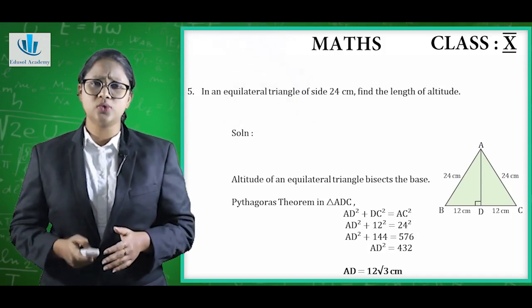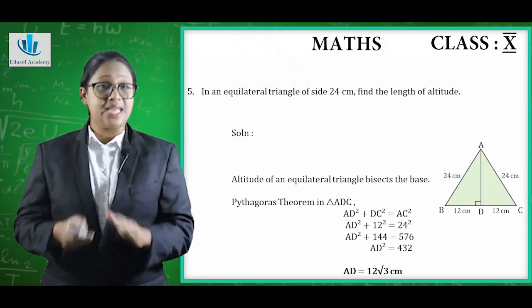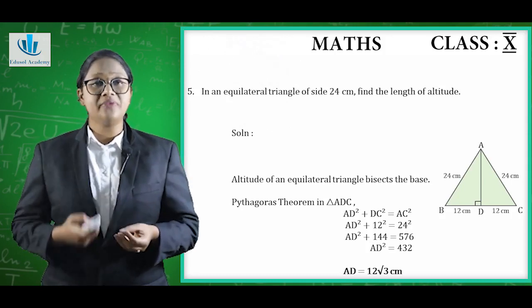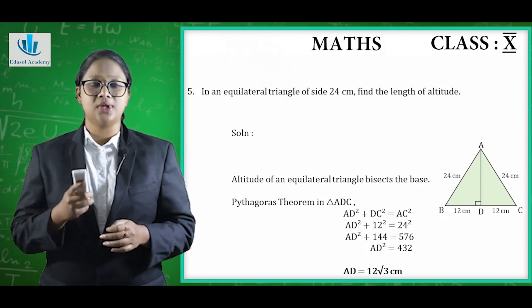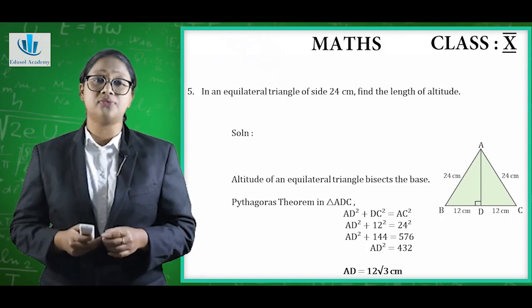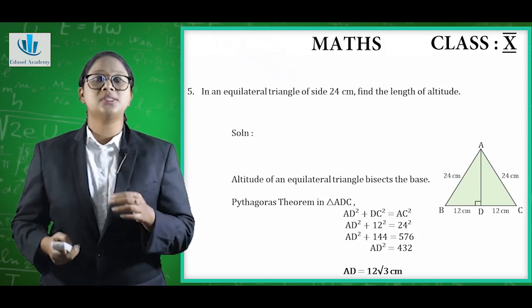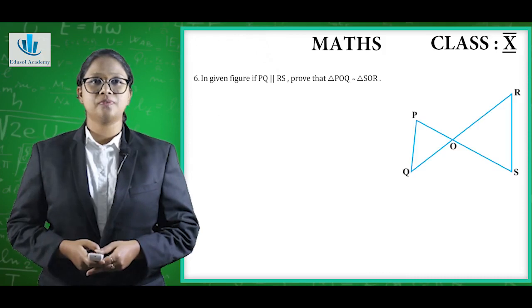I don't think 432 is a perfect square, so we'll have some portion in the root, but that's okay. Upon finding the square root of AD square, we will get it as 12 root 3 centimeter. That's okay. So the length of the height of this particular equilateral triangle is 12 root 3 centimeter. Let's move on to the next question.